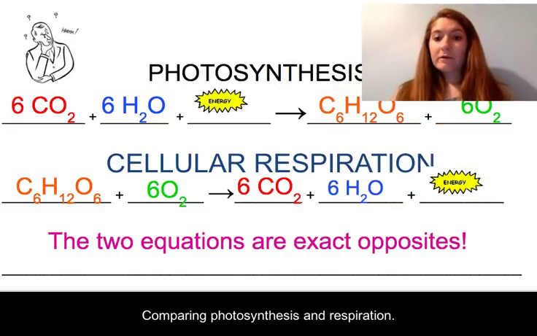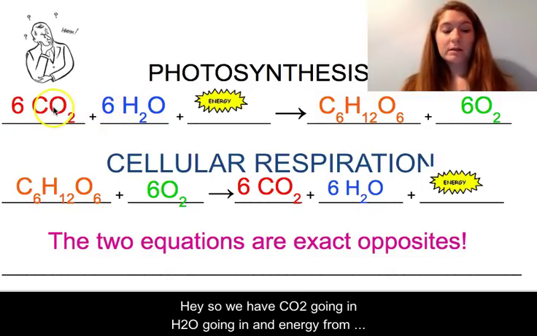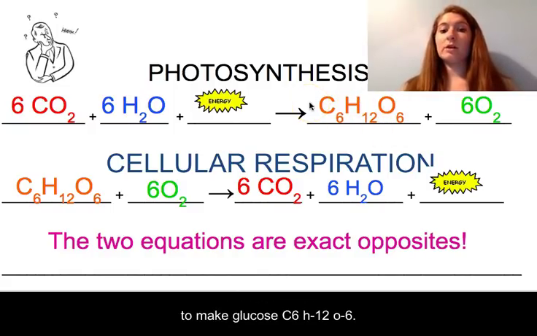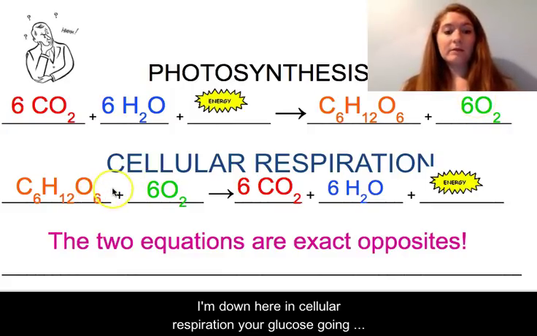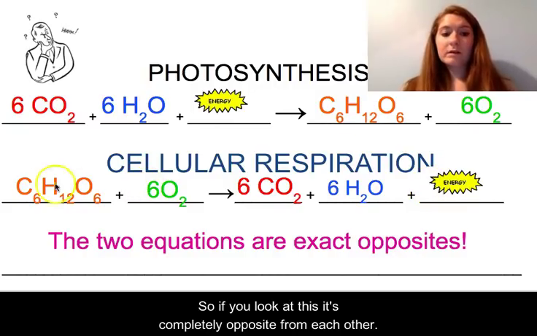Okay, so comparing photosynthesis and respiration. We have CO2 going in, H2O going in, and energy from the sun going into photosynthesis, and it's going to make glucose, C6H12O6, and oxygen. And down here in cellular respiration, we have glucose going in, oxygen going in, making carbon dioxide, water, and energy. So if you look at this, it's completely opposite from each other.